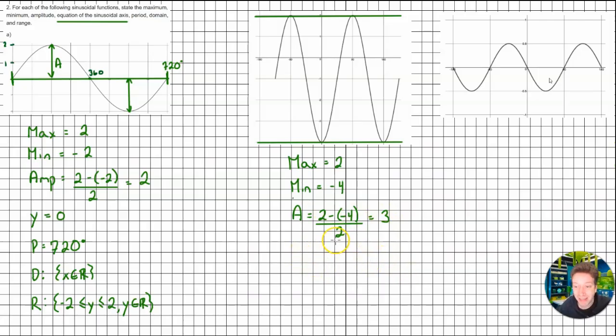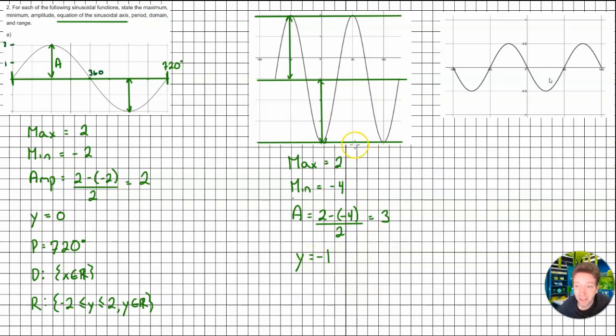Okay, where is that midpoint? Well, we can find the midpoint in 2 ways. We can either go to the maximum, which is 2, and subtract the amplitude, which brings us essentially down to -1. Or we can go to the minimum point and add the amplitude, which brings us again to that value, -1. So that center, or equation of the sinusoidal axis, is y equals -1.